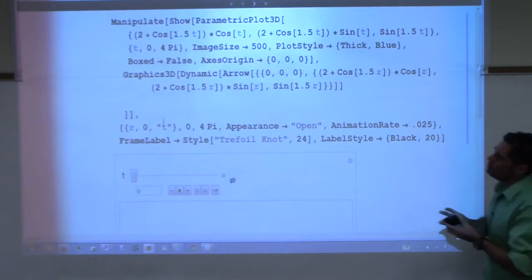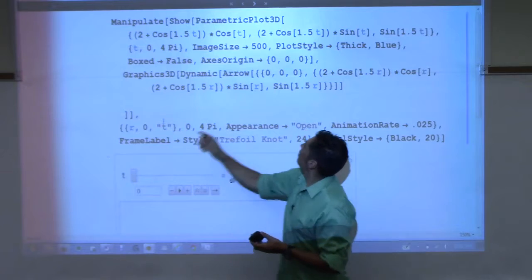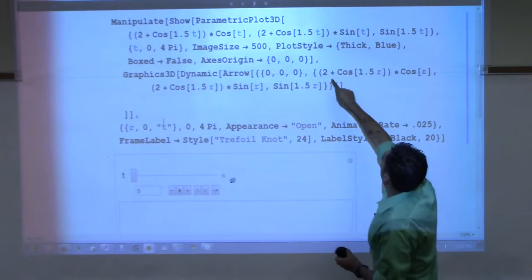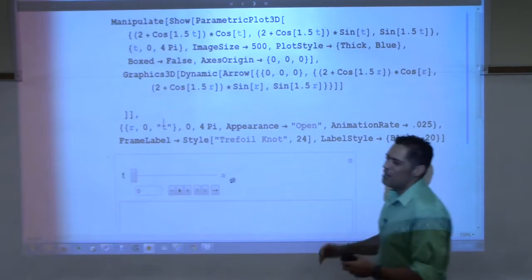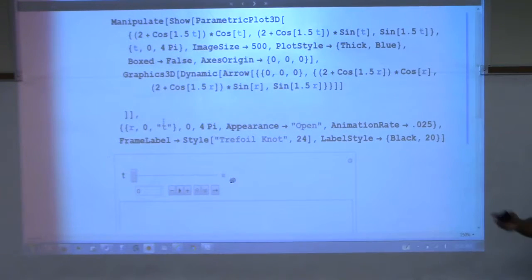So here it is. Here's your x component, here's your y component. Oh, no, wait, here's your x component. Here's the x component, the y component, and the z component. So notice they all involve some trig functions.